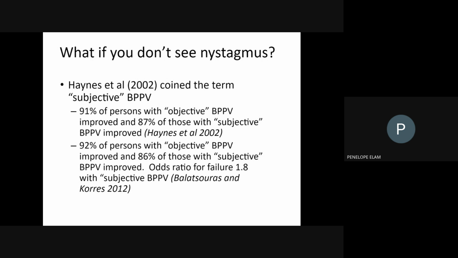Okay? Because they have found that even with people just complaining of it without seeing the nystagmus, 91% of the people improved and 87% of those basically just had subjective BPPV symptoms. Okay. So go ahead and treat. The reality is that they probably still have BPPV. You just can't see the nystagmus. But it is true BPPV. And if you go ahead and do the treatment, all the symptoms will subside for them.